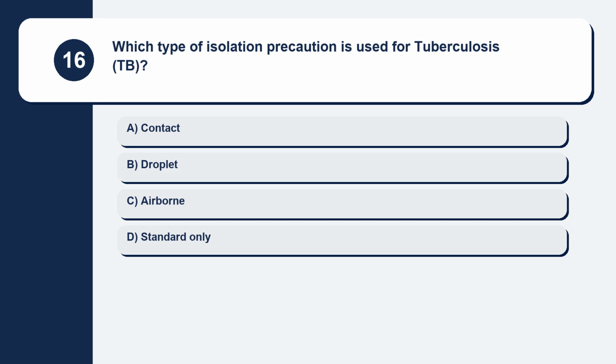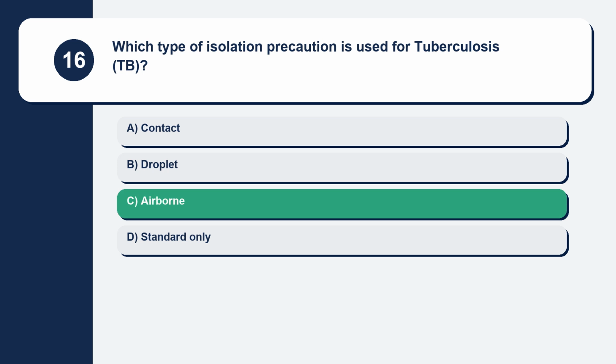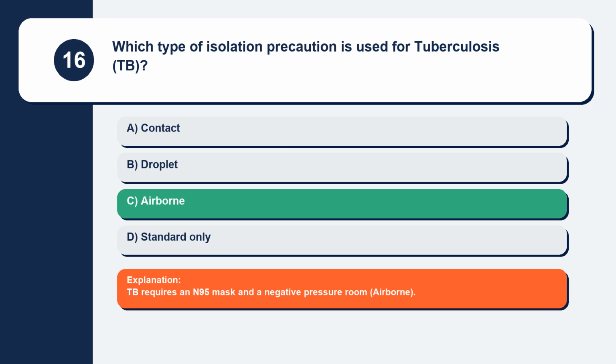Question 16. Which type of isolation precaution is used for tuberculosis, TB? Contact, droplet, airborne, standard only. TB requires an N95 mask and a negative pressure room, airborne.